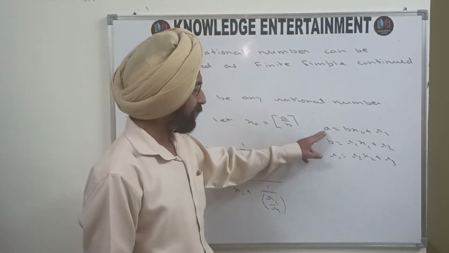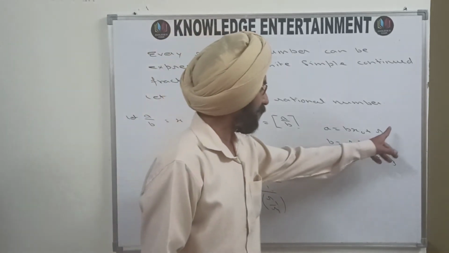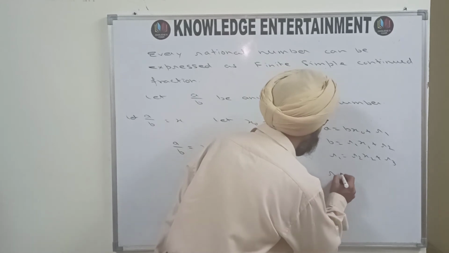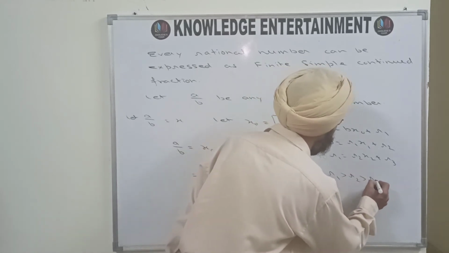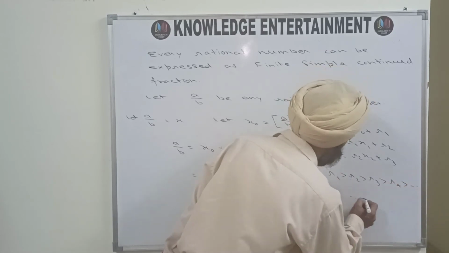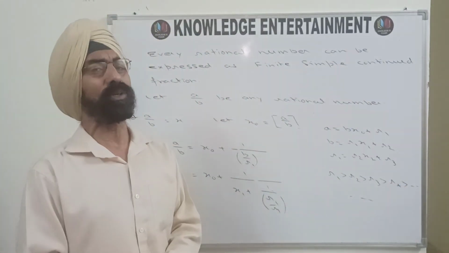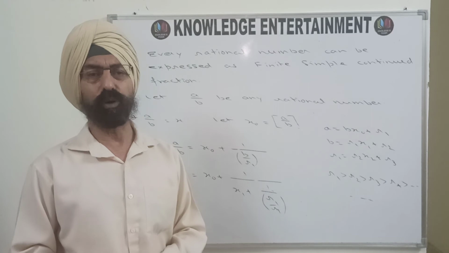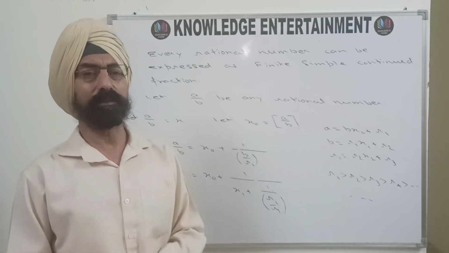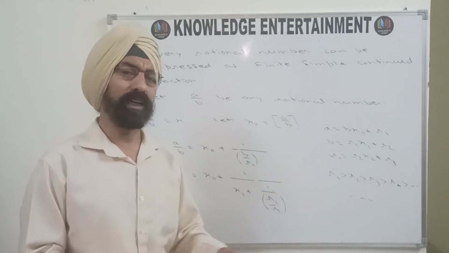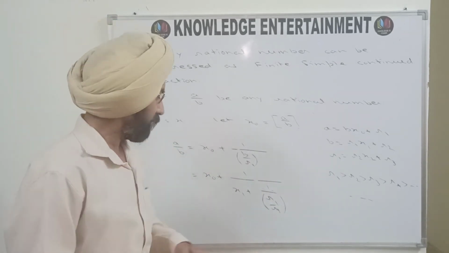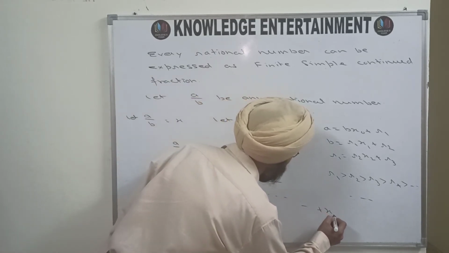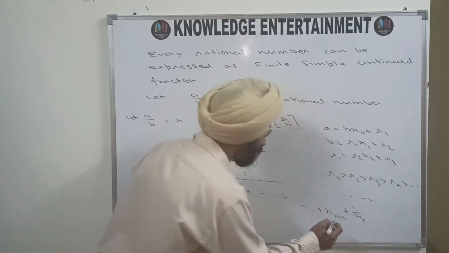As a is greater than b is greater than r1 and so on, similarly r1 will be greater than r2, greater than r3, greater than r4 and so on. That means it is a decreasing sequence of positive integers. Any decreasing sequence of positive integers will definitely terminate at some stage, and the number obtained at the last will be 1. Suppose that stage comes when you have x(n-1) plus 1 upon xn.